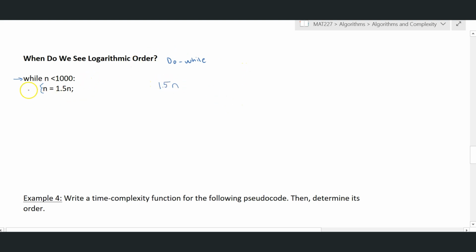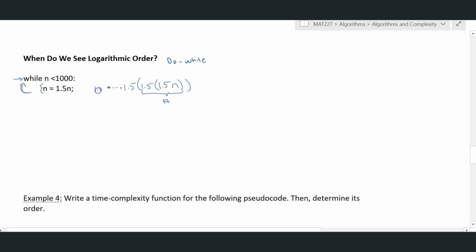And then we come back up to the condition and we say, all right, is n less than 1000? Okay, it is. Well, whatever 1.5 of n is, we're going to take 1.5 of that again, right? Because assuming it's less than 1000, then this is going to get multiplied by 1.5. And that gives us some number. And then the condition checks again and it says, all right, is n less than 1000? And perhaps it is. And so it gets multiplied by 1.5, and it will continue doing this.